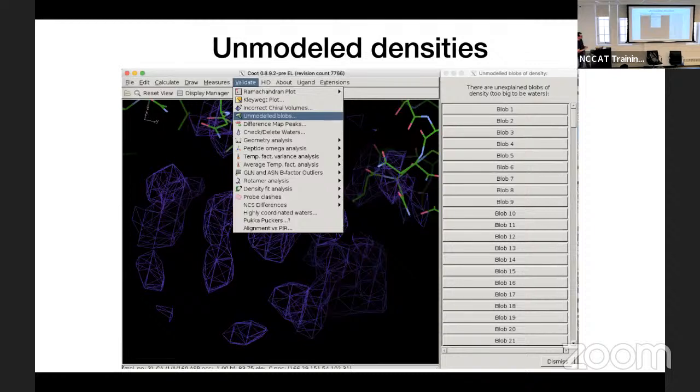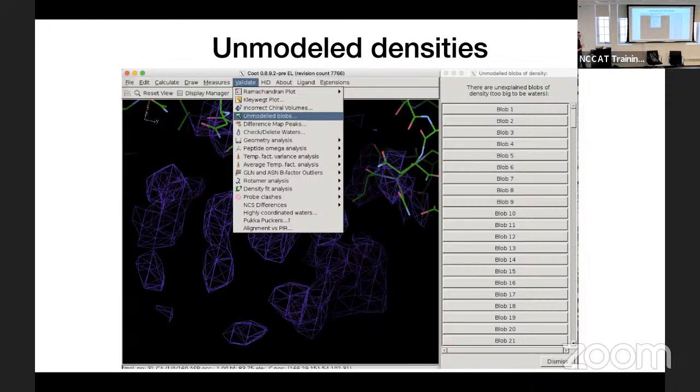In the later stages of refinement, there's lots of cool tools in Qt that can be helpful. I really like this unmodeled blobs tool, especially as you start getting to higher resolution. Often proteins will pick up small molecule ligands, either from the cell you're isolating the protein from, or from your buffer during the purification process, or whatever is in the buffer in your final sample. And so sometimes you can discover something cool and unexpected here.